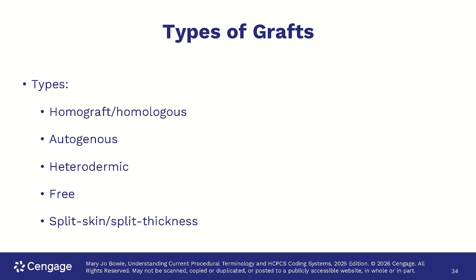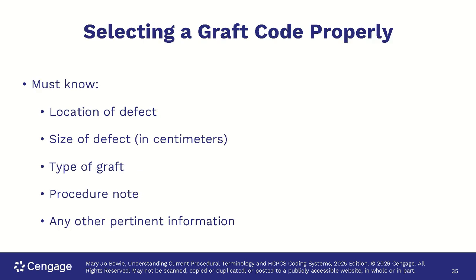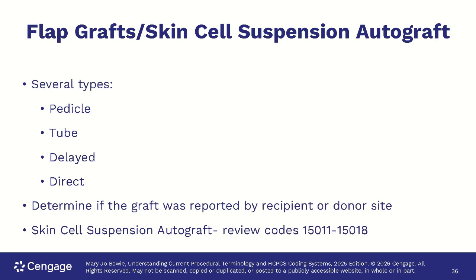Also, you'll see terms like free, split thickness, split skin. Those are just the different types of grafts. So, in order to code that graft properly, you need to know a few things: the size of the defect, the location, the type of graft, the actual documentation, and any other pertinent information to that patient's care.